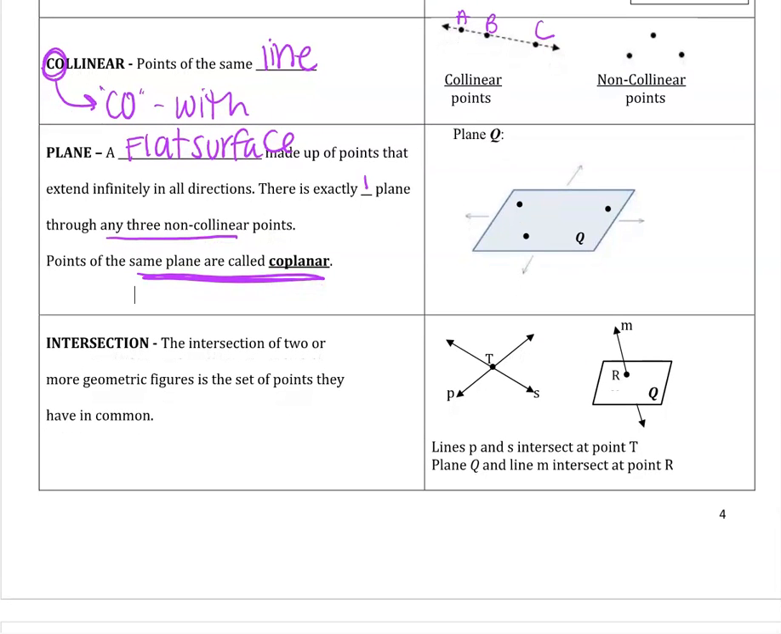The intersection of 2 or more geometric figures is the set of points that they have in common. That's called our intersection. So if you have lines P and S intersect at point T, that's your point of intersection. You could also have a line intersect a plane at a specific point. So you have line M intersecting plane Q.